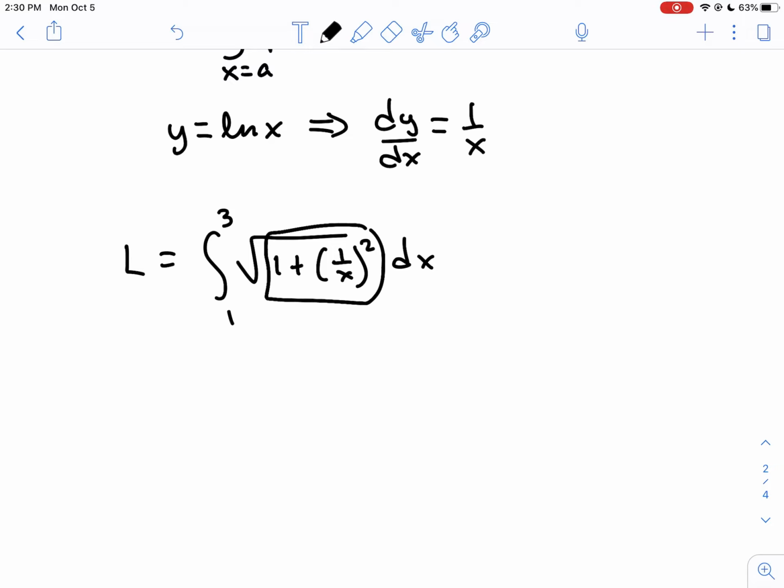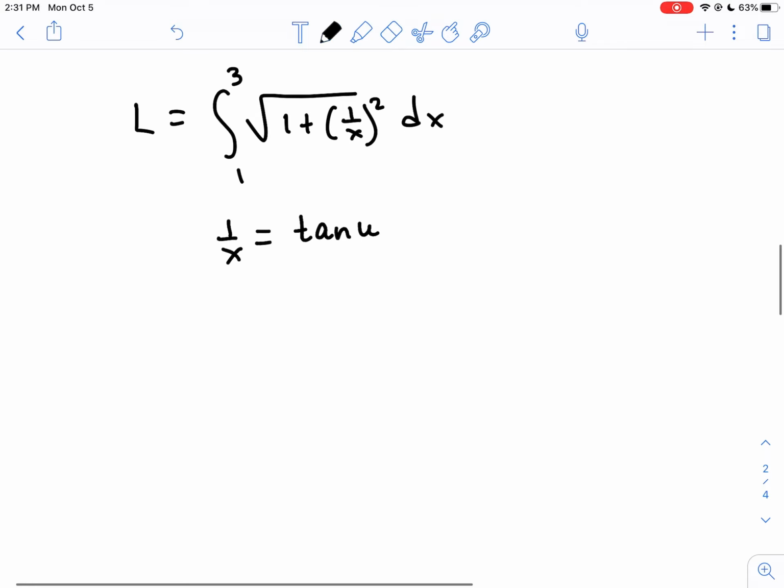And notice we have a sum of squares going on inside of here, and then square root of that. Sum of squares makes me think trig substitution, and this is the case where we want whatever's being squared here, which is 1 over x, to equal the square root of that number, which is 1, times the tangent of a new variable u. So this is our trig substitution that we'll be using to finish this problem.